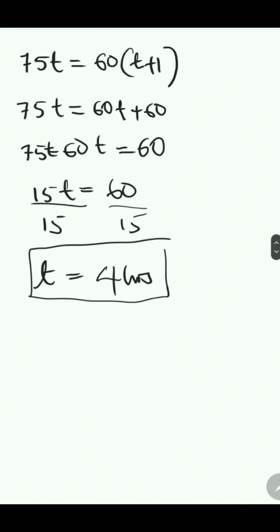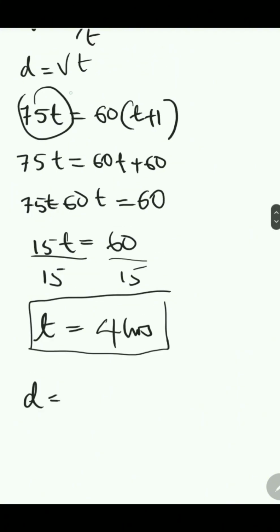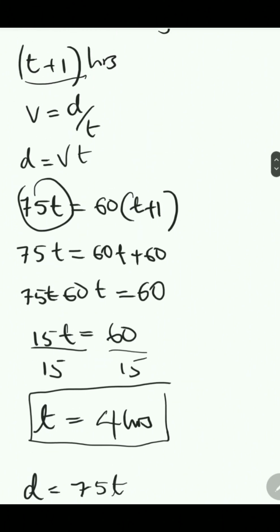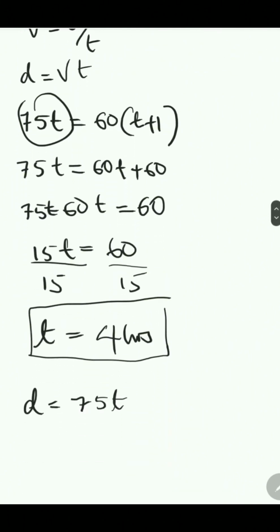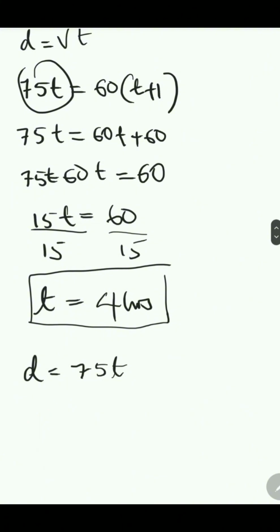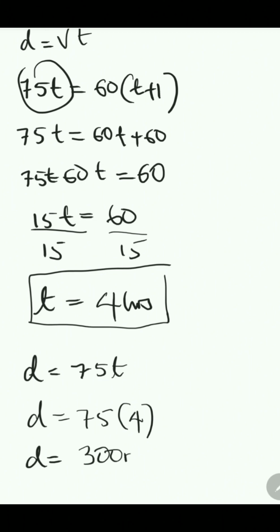Now to know the distance they travel when they meet, we take the 75 and multiply by the time it takes for car B to overtake car A. So 75t gives us D, the distance. D is equal to 75 times 4, and this simply gives us 300 as our answer. So the distance is simply 300 kilometers, and this is how we answer the problem.